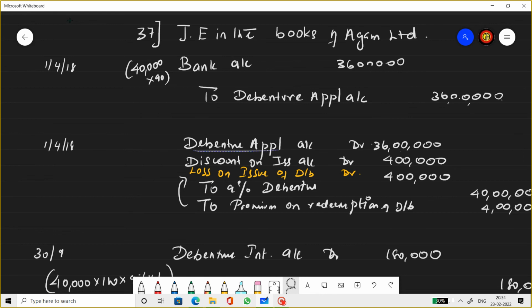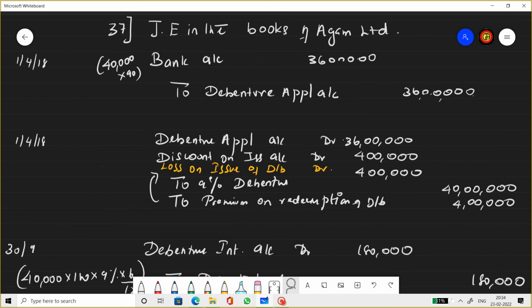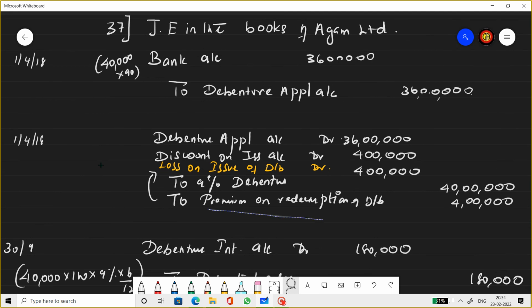Then the transfer entry: debenture application account debit 36 lakh, issued at a discount. So discount is debited for 4 lakh. 9% debentures for 40 lakh. And since the redemption is at a premium, we have to record the loss that we incur at the time of redemption. Premium on redemption of debenture is a loss, and I've discussed this in detail in my previous video. So premium on redemption of debentures is credited. The same amount is debited in the name of loss on issue of debentures.